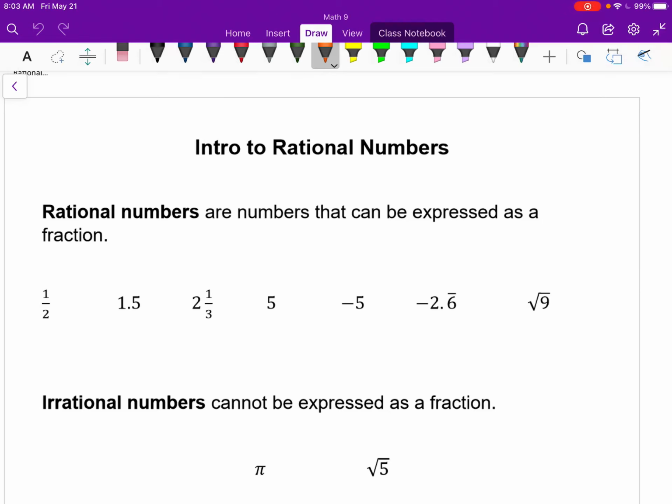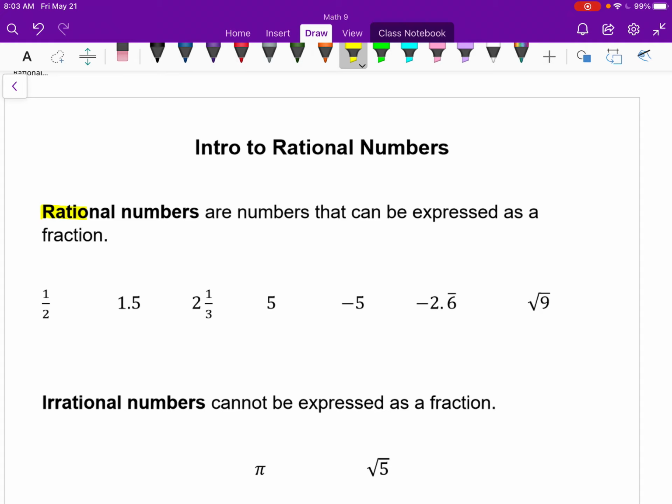So here I want to introduce the first formal lesson of Math 9, which is talking about rational numbers. And the first chapter is looking at rational numbers, which pretty much include just about everything you can think of. Rational numbers are any numbers that can be expressed as a fraction. And if you look at the word rational, the word ratio is buried right in there.